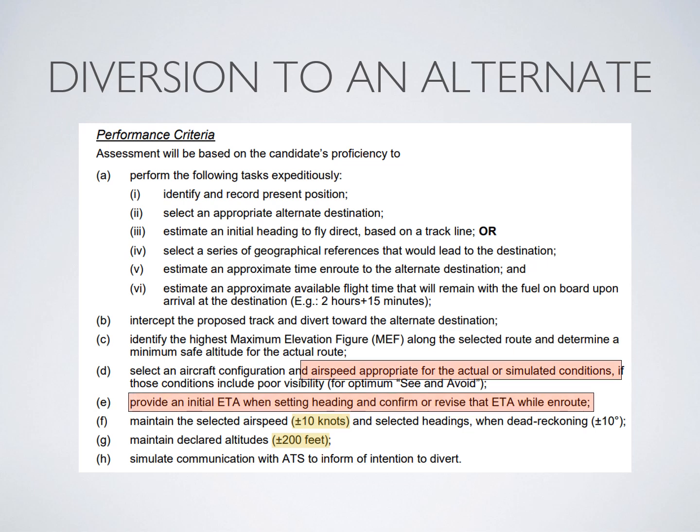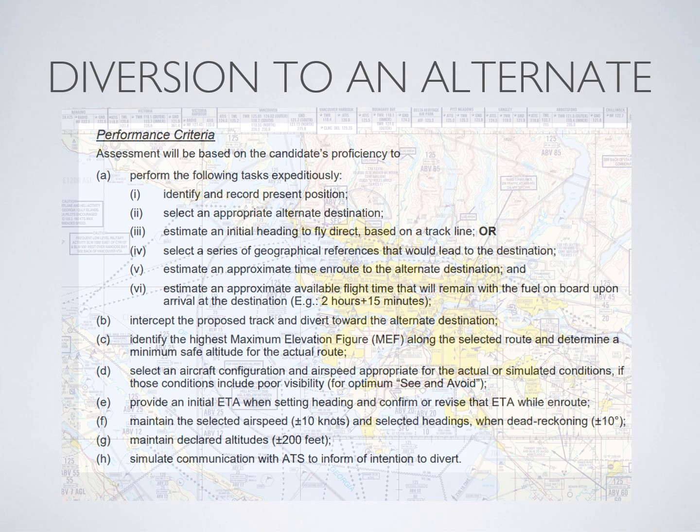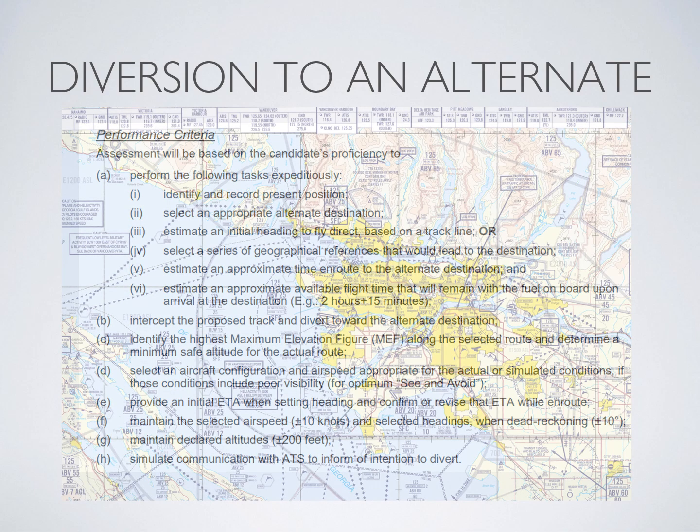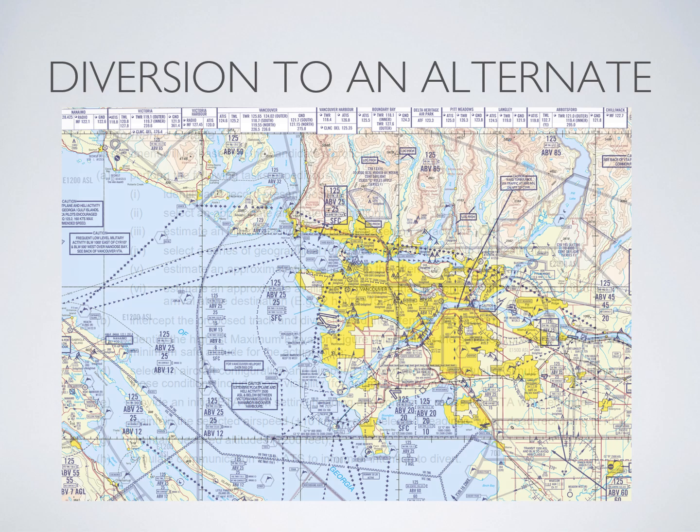But what I want to emphasize the most when it comes to getting ready for your diversion exercise is that this is the one exercise that you can do at home anytime. All you need is your paper chart and just throw a penny on the map and that's your location, and divert yourself to another airport. You do not have to be in the plane at all to practice this maneuver. And so if you take the time to go through a couple scenarios at home before your flight test, you might actually do really well in this exercise, and that's all it takes.